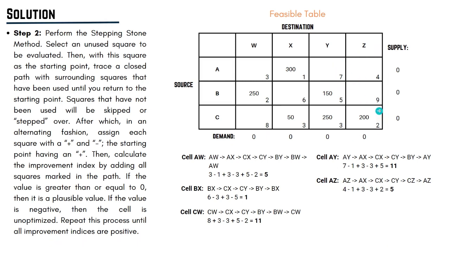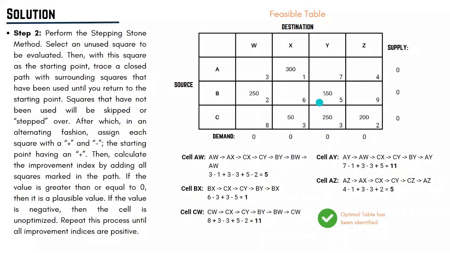The reason why we did not calculate the improvement index for cell BZ is because cell BZ has remained the same despite the changes in the table. Remember, for cell BZ, we went from BZ to BY, CY to CZ. These squares remain the same, so henceforth, there will be no changes for cell BZ. And that is how we know that cell BZ still remains a positive index. Congratulations, your optimal table has now been identified.